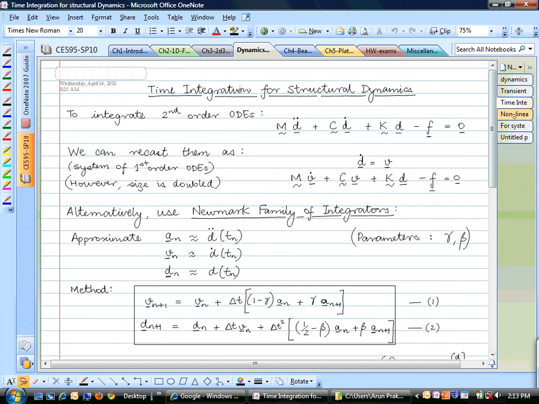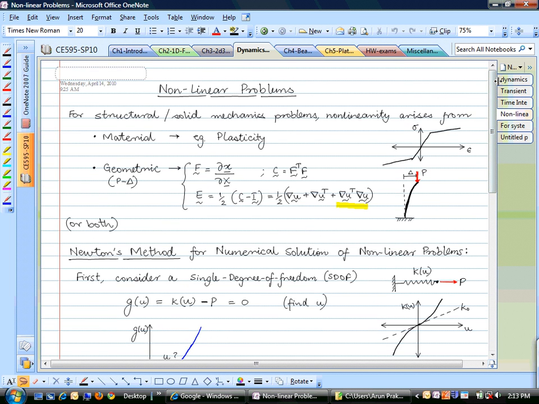All right. Let me just very briefly talk about nonlinear problems. The idea is that for nonlinear problems in structural and solid mechanics, nonlinearity usually stems from two sources. One is called material nonlinearity. For example, if you have steel and you do a uniaxial tension test, you will see that after hitting a certain point, it will start to yield. Those types of materials can be described well with a plasticity theory, and those are nonlinear materials.